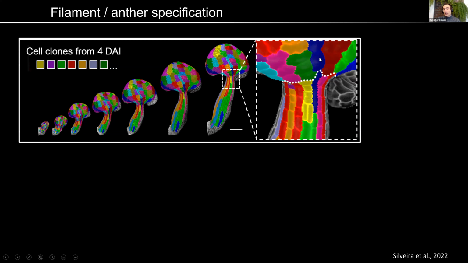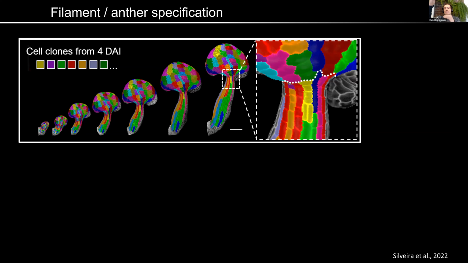If we look at this progeny at the last stage, we can see, for example, at this specific time lapse, that all the sectors that developed from single cells at the very early stages will be either located at the filament or on the anther, indicating that this is exactly the stage when the 2 fates are specified, the filament and anther. We can see it here colored in blue for anther and in yellow for filament.